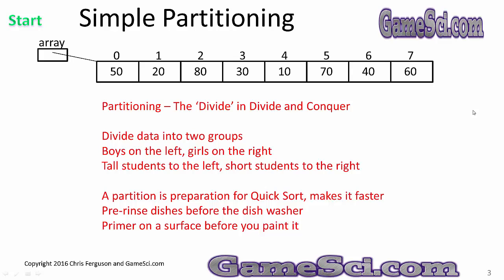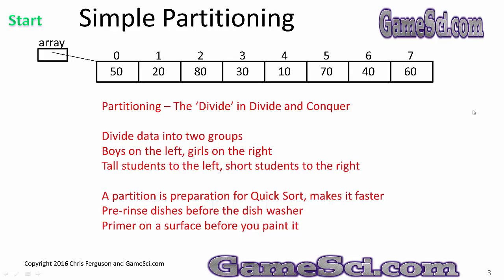Simple partitioning. Partitioning is the divide in a divide and conquer algorithm named quicksort. What we're going to do is divide the data into two groups. It's a simple thing. What if we took the boys in the classroom and put them on the left and took the girls and put them on the right? Or we said tall students stand to the left and short students stand to the right. Whenever you divide a set of data into two groups, you are partitioning it.